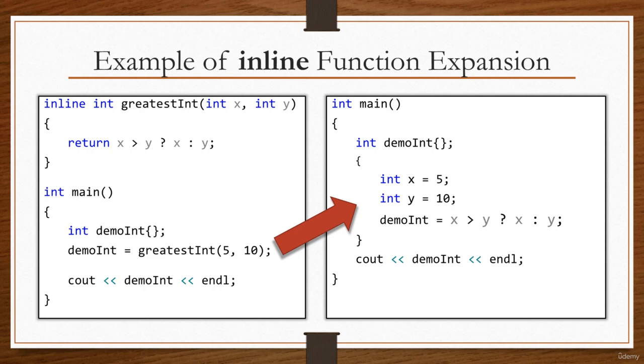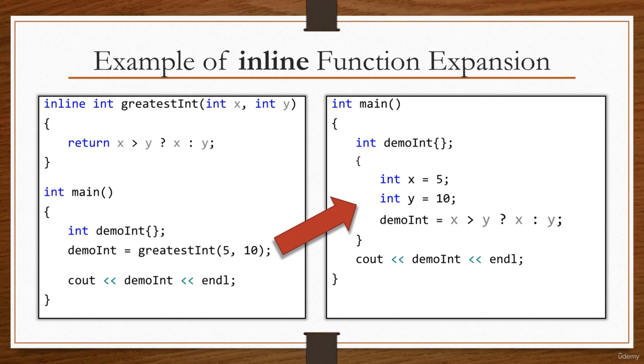So on the left I have a function, greatestInt, that is declared as inline. You can see the keyword inline to the left. Then we have int and then the function name. The function has two formal parameters x and y, both are integers, and then in the body of the function I simply return the greatest one of those. So if x is greater than y, then return x, otherwise return y. In main I have some demoInt and I set that equal to whatever that function returns. I pass in two integer literals 5 and 10, and then I simply print out demoInt to test that out. On the right is what that will basically expand to.